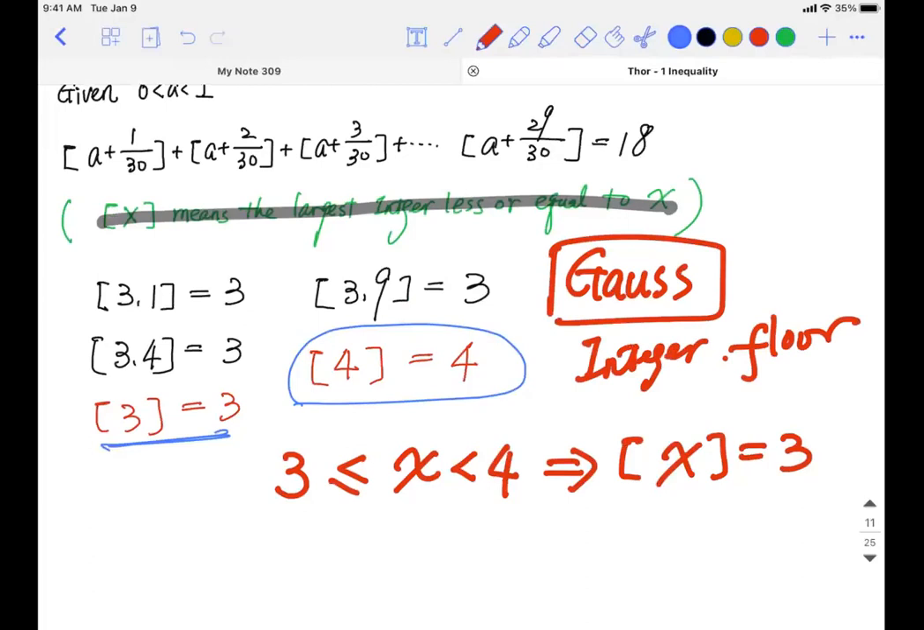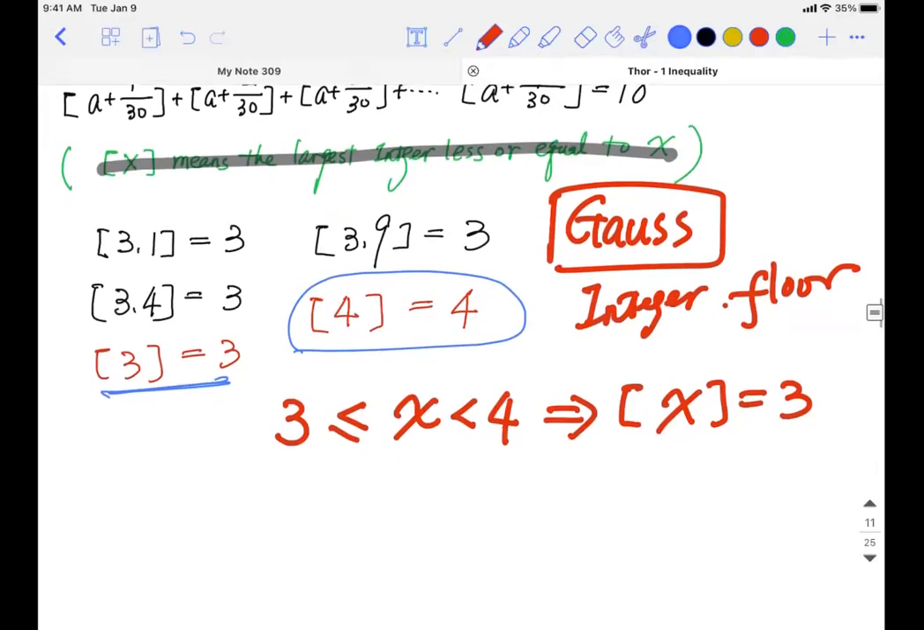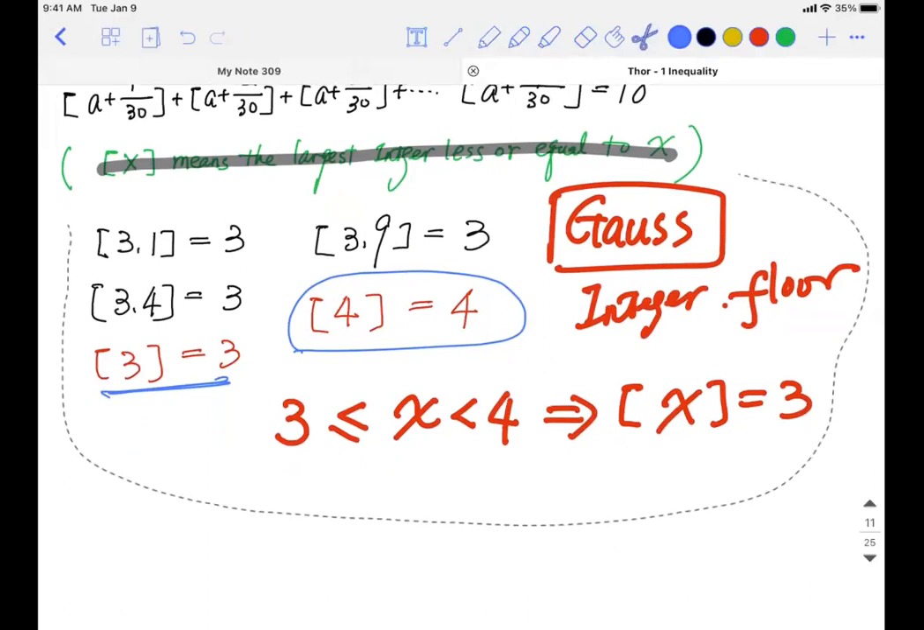As long as you have a number between 3 and 4, you can hit 3, it doesn't matter. But you cannot hit 4. You can be very close to 4, but as soon as you hit 4, the Gauss function goes to 4. Right? I think this is something easy. This is not crazy stuff. Okay, if we're all on the same page, let's continue. I'm not done yet. I'm going to drag the thing here.